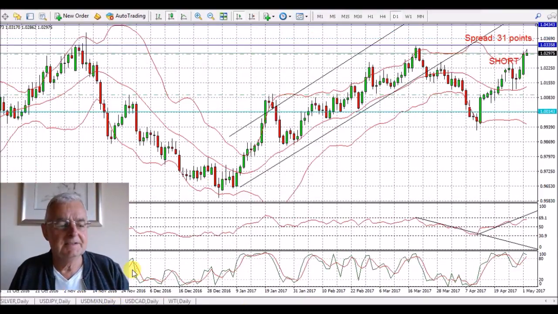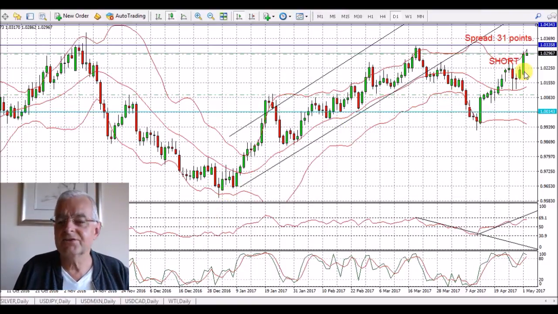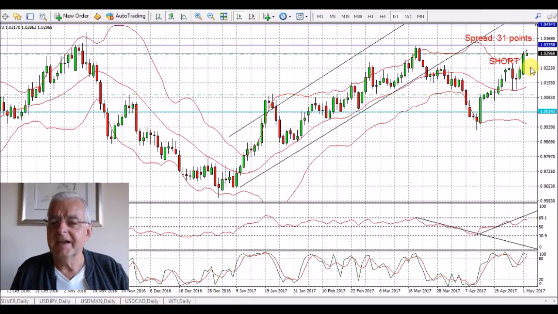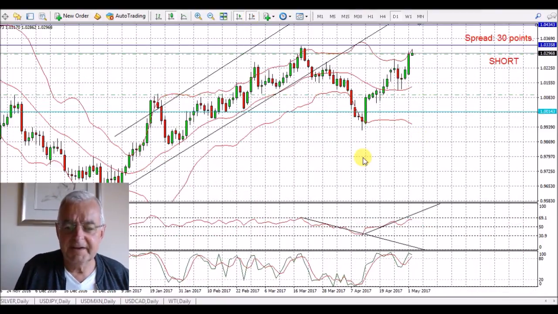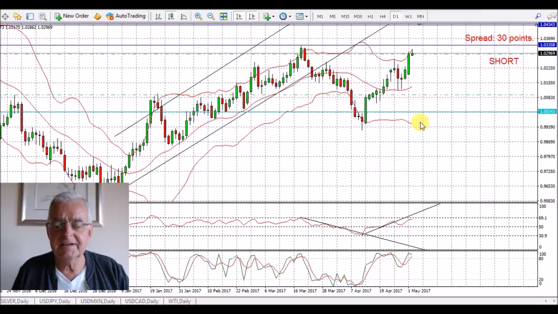AUD CAD. I'm actually surprised at the strength in the Australian dollar, and I've entered another trade here. We'll see how that goes, but I think this should short. Let's just put the chart nicely there. That's better. I think this should short. I'm prepared to stay in the trade.